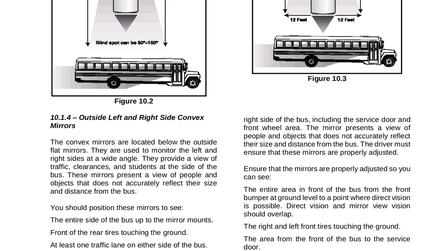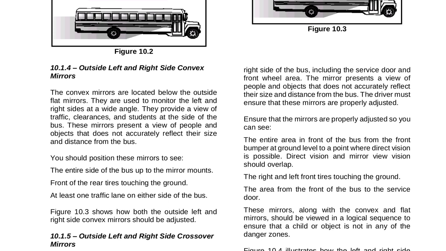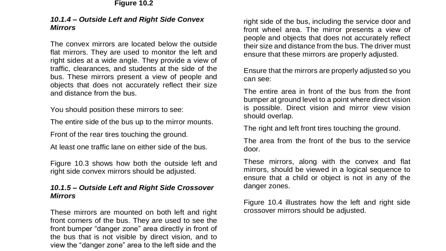These mirrors present a view of people and objects that does not accurately reflect their size and distance from the bus. You should position these mirrors to see the entire side of the bus up to the mirror mounts, the front of the rear tires touching the ground, and at least one traffic lane on either side of the bus. Figure 10.3 shows how both the outside left and right side convex mirrors should be adjusted.